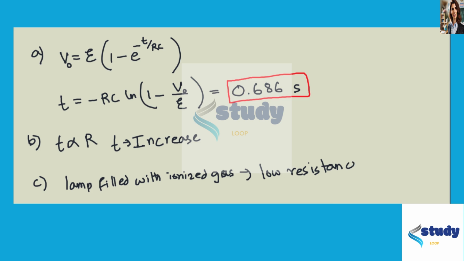And if the resistance is really low, that means the charge will discharge through the lamp very quickly. Since it's low resistance, that's why we have a short discharge time.